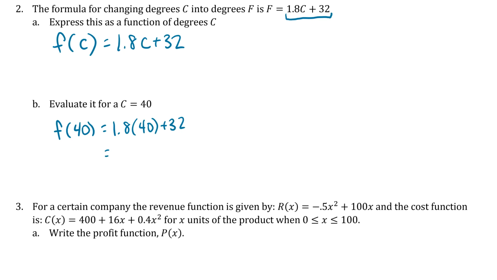Right? And then we just start multiplying all this out and adding it together. So first off, we have 1.8 times 40 would give us 72. Then plus 32 would give us 104. All right, so it's 104 degrees Fahrenheit. And that's all there is to 2.